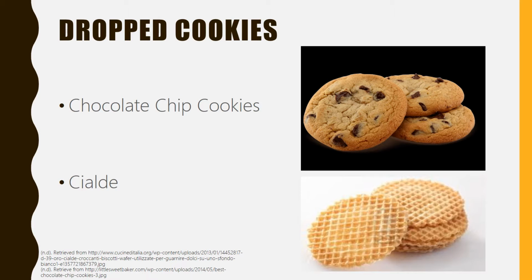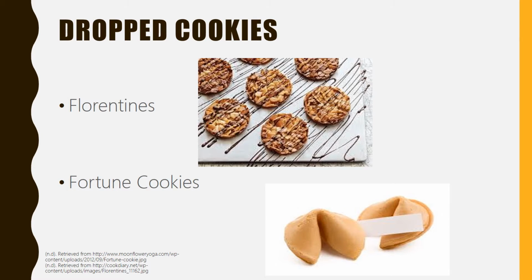Cialde is an Italian flavored cookie. Cialde can be eaten plain or stuffed with fillings, usually fruit. Florentines. Florentines are round, wafer-thin cookies made from nuts and canned fruit that is coated with a sugar syrup. This chewy cookie is coated with chocolate on the side.